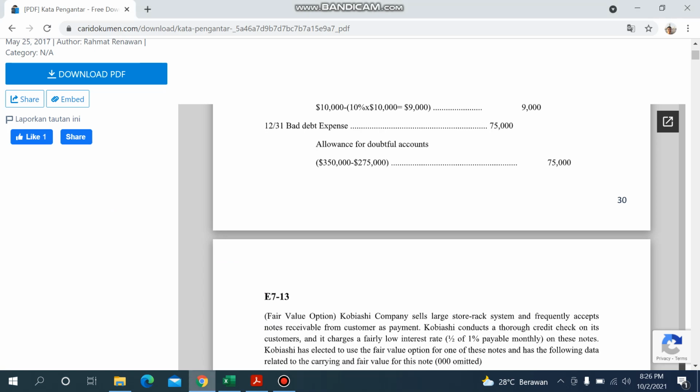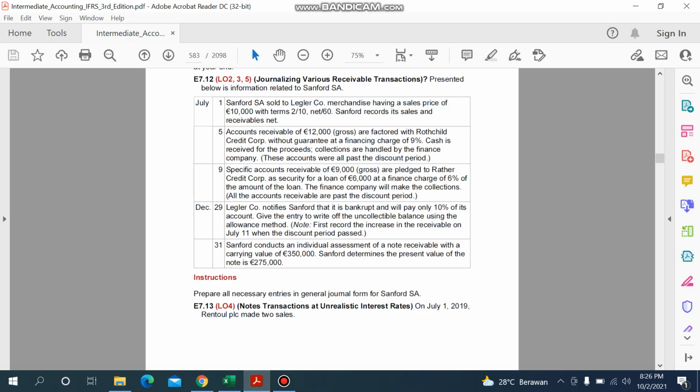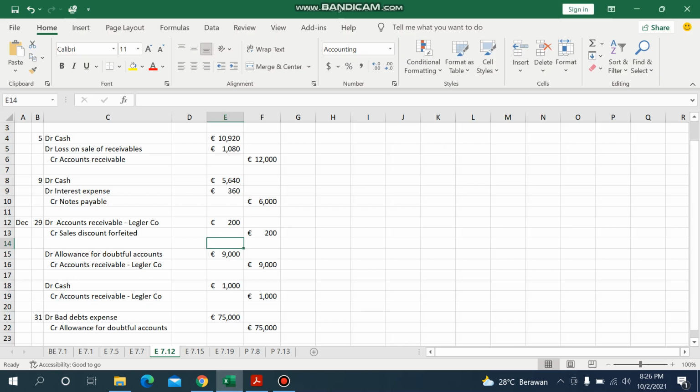And then December 29, Lechner Co. notified Stanford that it is bankrupt and will pay only 10% of its account. Give the entry to write off the uncollectible balance using the allowance method. Note: first record the increase in the receivables on July 11 when the discount period passed. Because we recorded it using the net method, we need to bring it back to the whole 10,000 because Lechner failed to get the discount. So we need to make the journal entry first to increase the accounts receivable to 10,000.